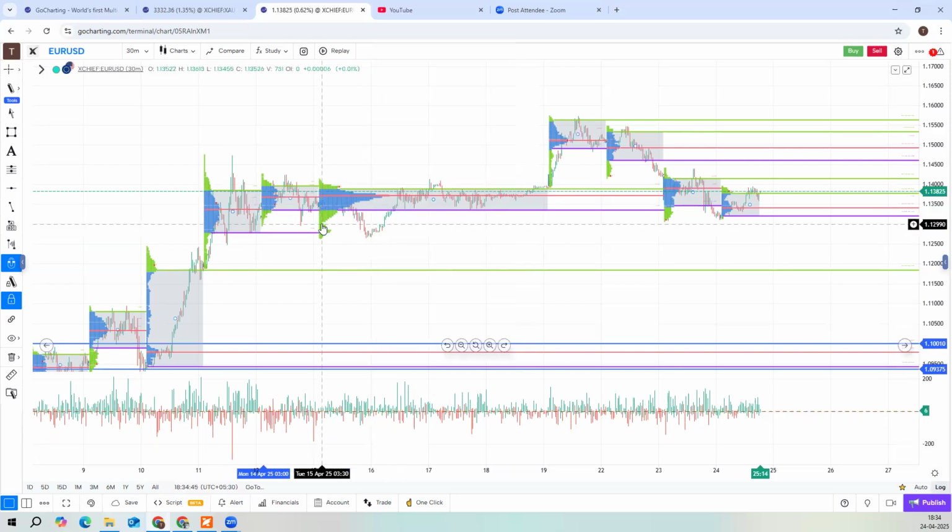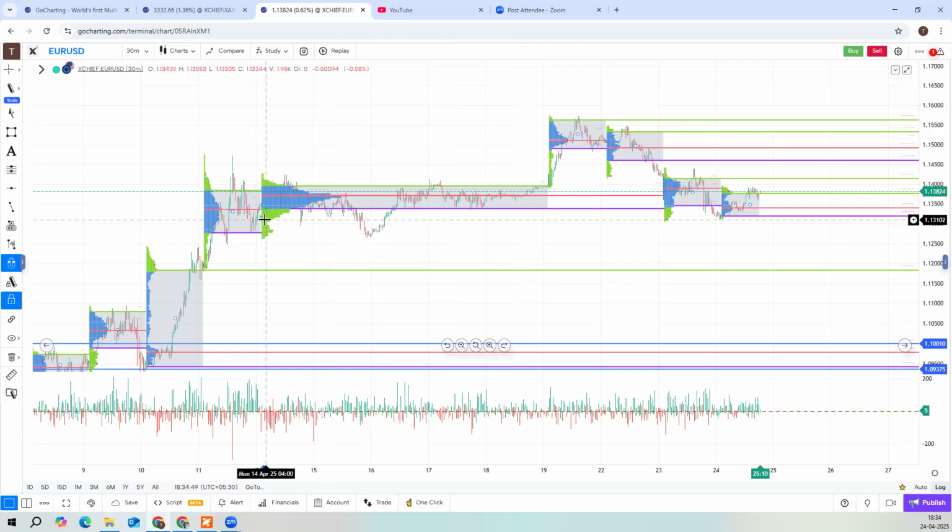We can also use the fixed range market profile, guys. I'll show you that also. So again, let me just right click and merge. So this is our thick value area.